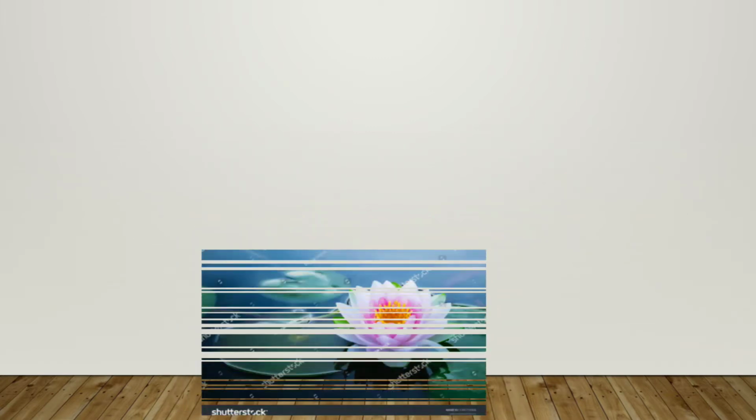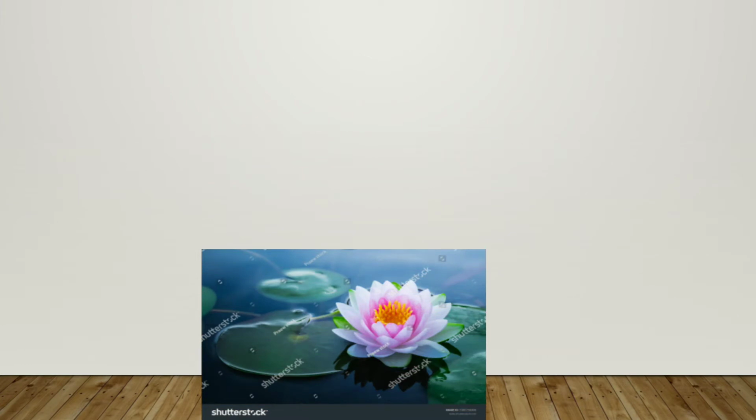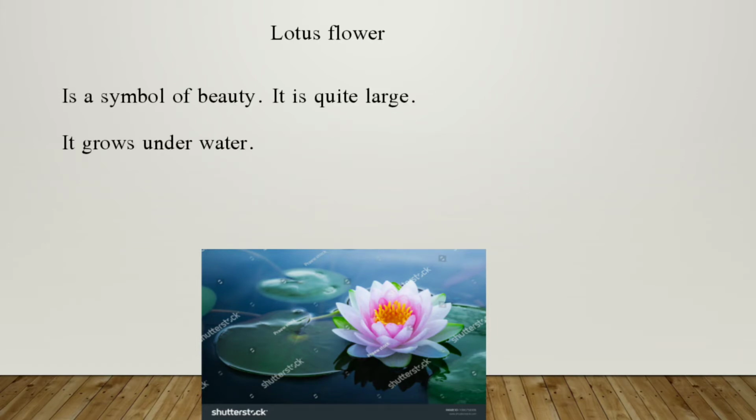Let's start first with the new vocabulary. Look at this picture. Lotus flower. It is a symbol of beauty. It is quite large and it grows underwater. It's very beautiful as you see. As for example, the lotus flower is beautiful.